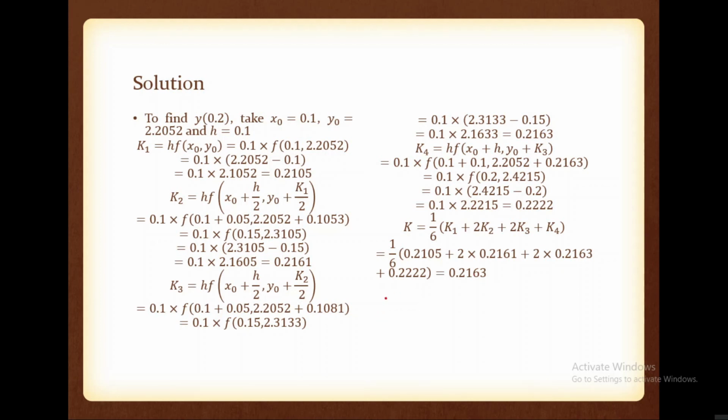Now y1, that is y of 0.2, because y0 is corresponding to x0 equal to 0.1. So y1 is corresponding to 0.2, that is y of 0.2 is equal to y0 plus k, that is y0 is 2.2052 plus 0.2163, so equal to 2.4215. So y of 0.2 is equal to 2.4215.